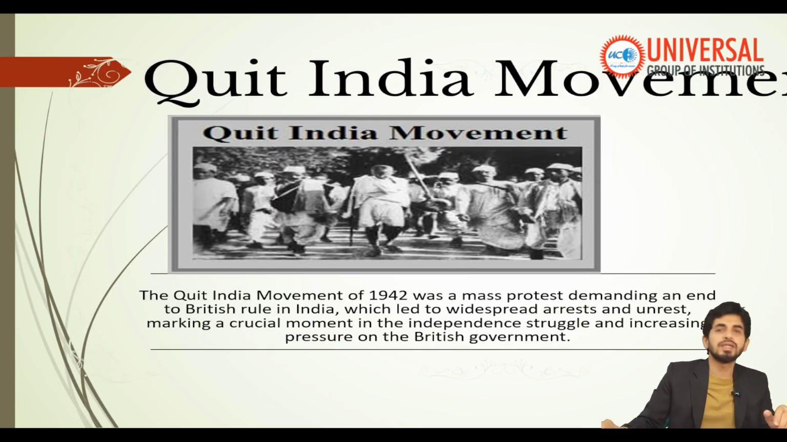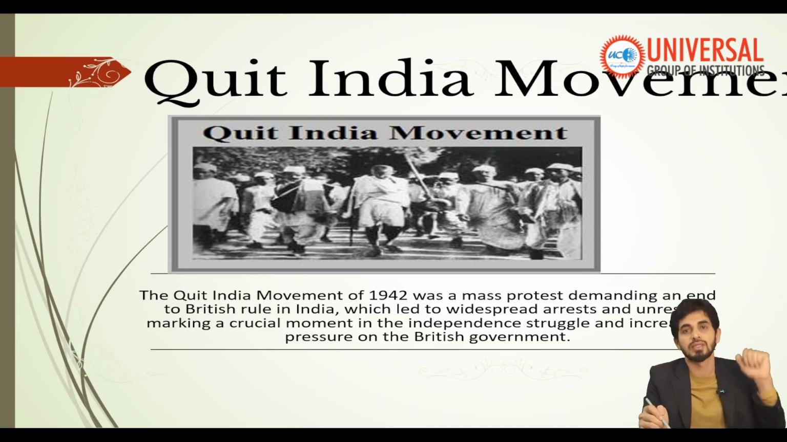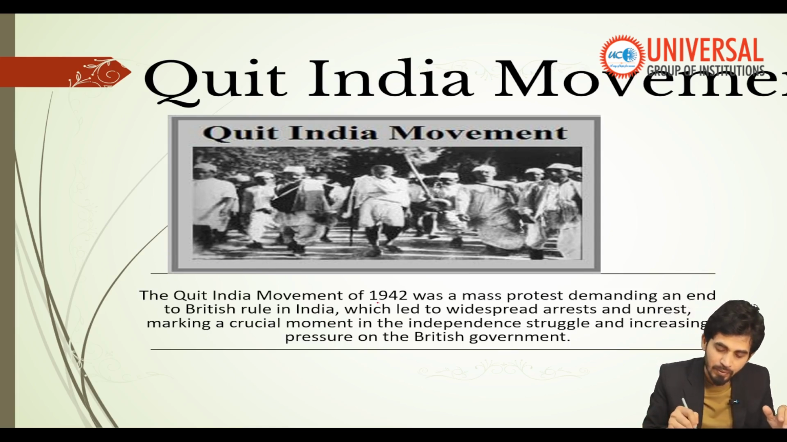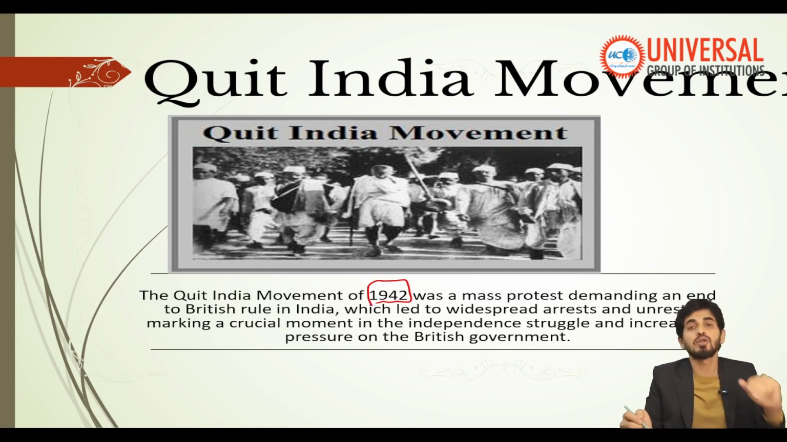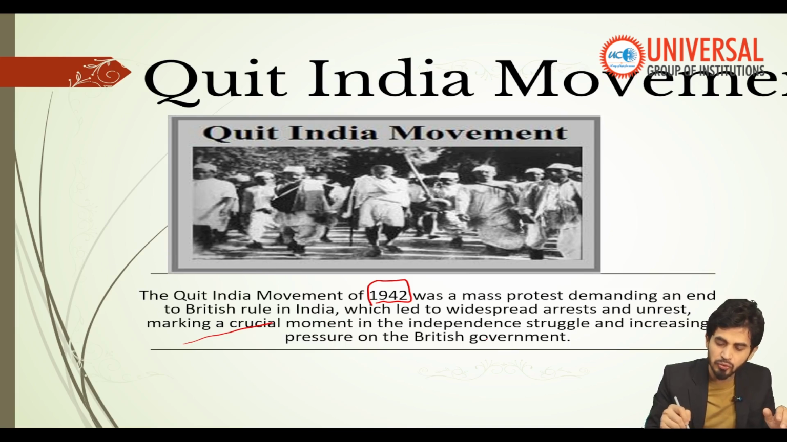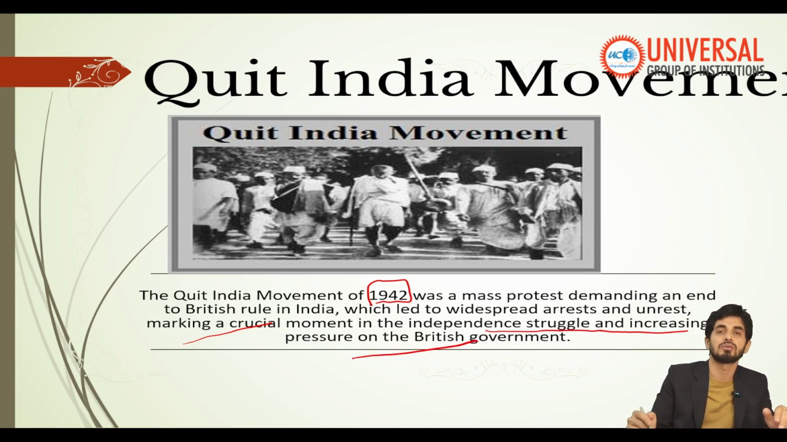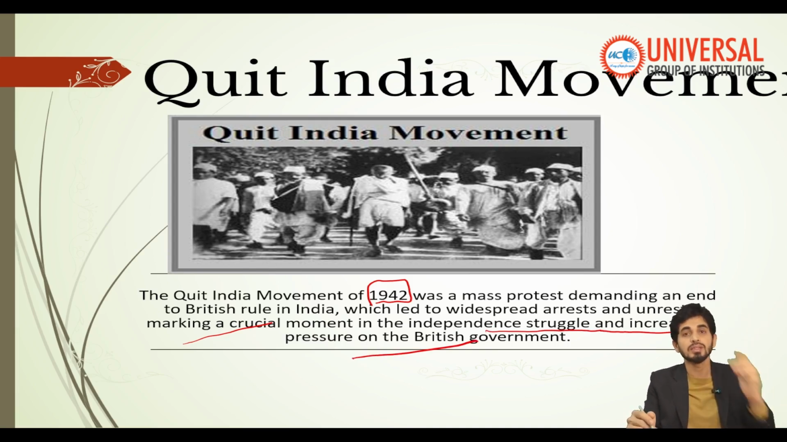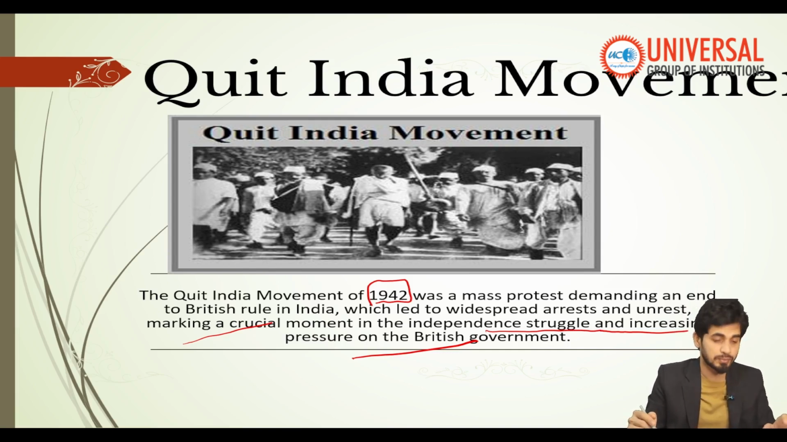Moving on. Quit India movement, let's quickly see what this Quit India movement is and what happened here. It was a mass protest demanding an end to the British rule in India. That means 'please leave our country' is what we are saying. That means we are more aggressive in this phase and we are tired of British exploitation. And this happened in the year 1942, which led to widespread protests and unrest, marking a crucial moment in the Indian independence struggle and increasing pressure on the British government. So the Quit India movement was a successful movement by Indians, and this only led to the partition of India.